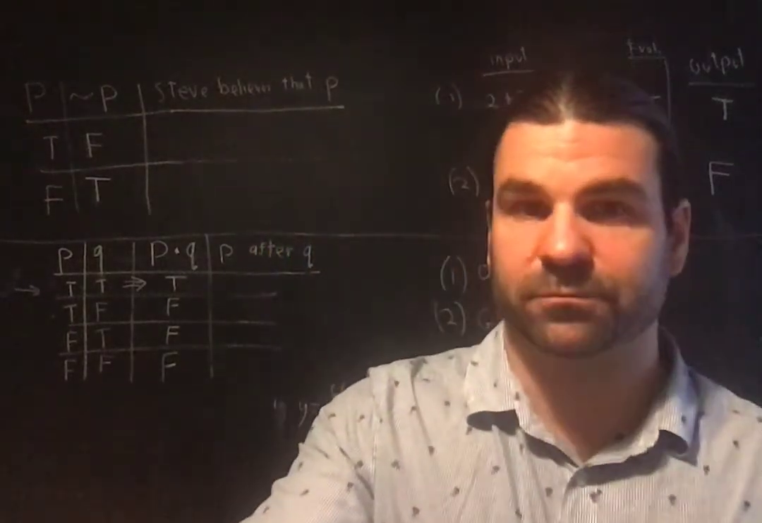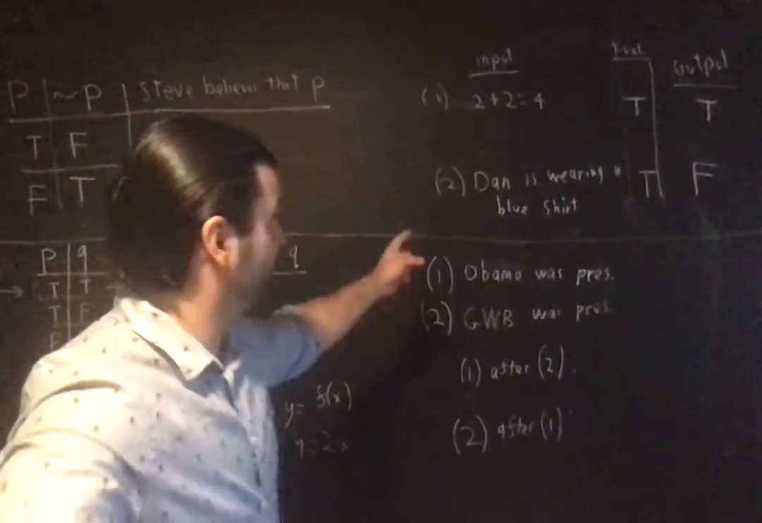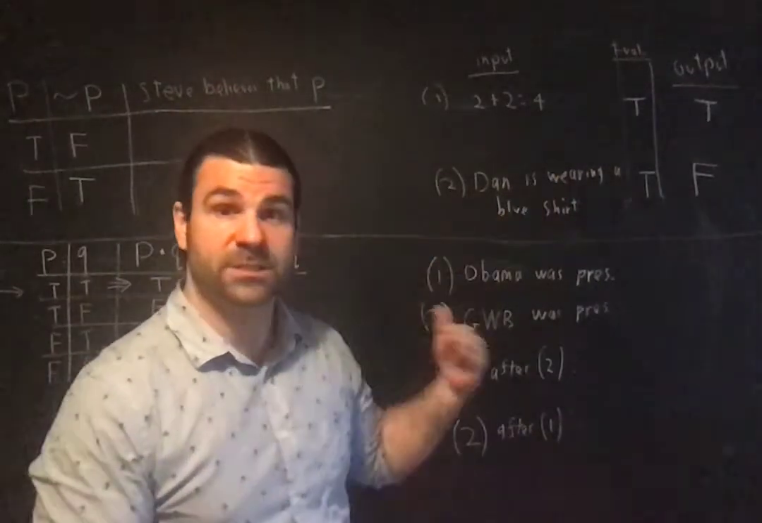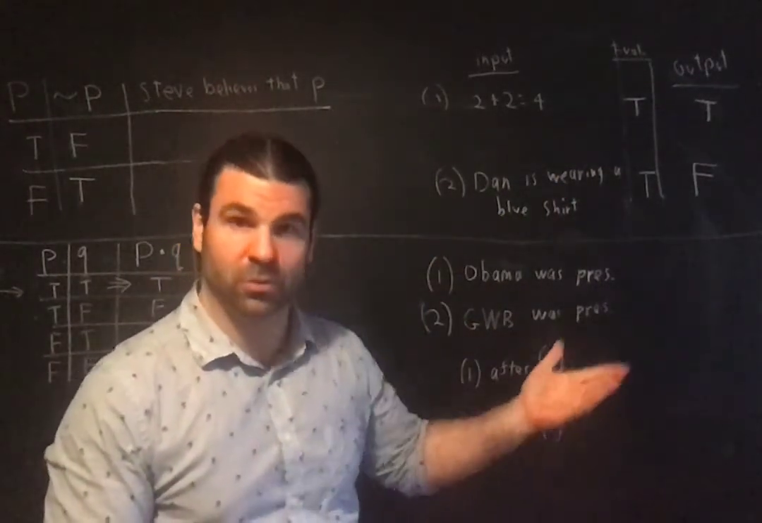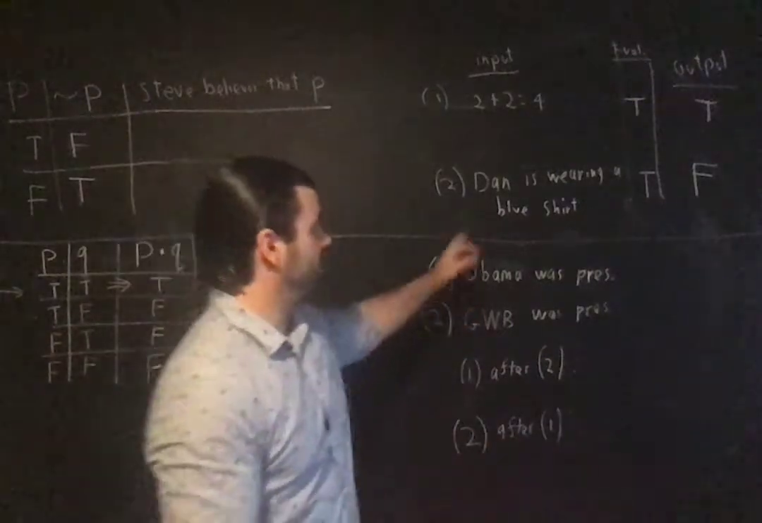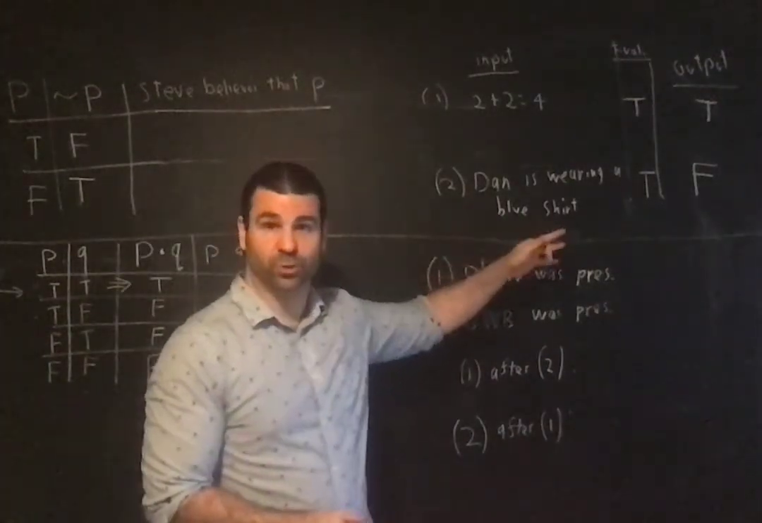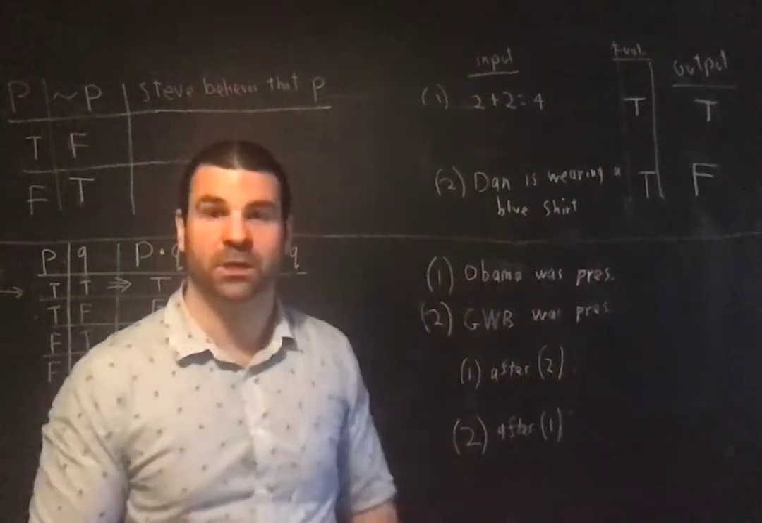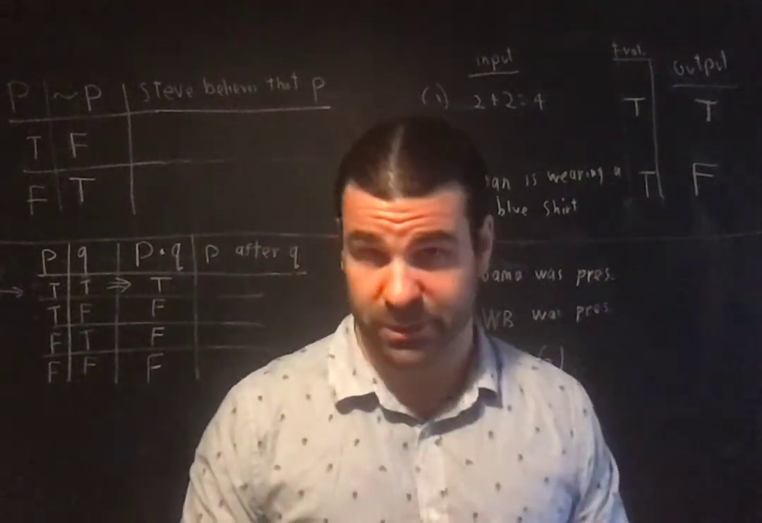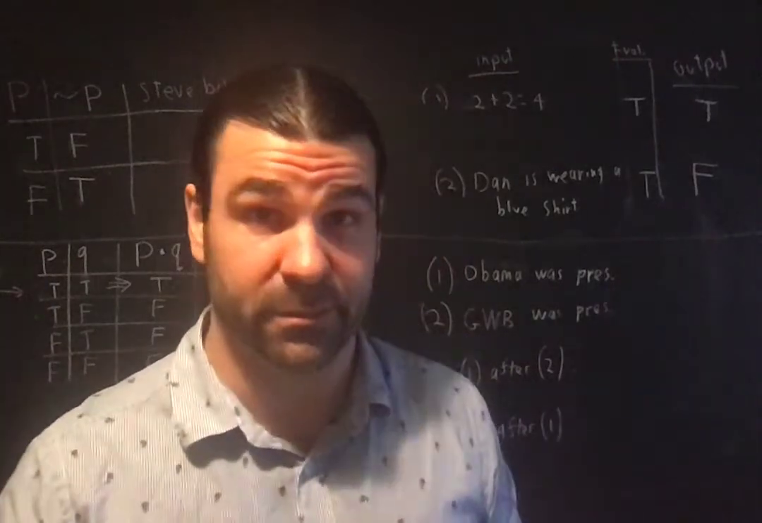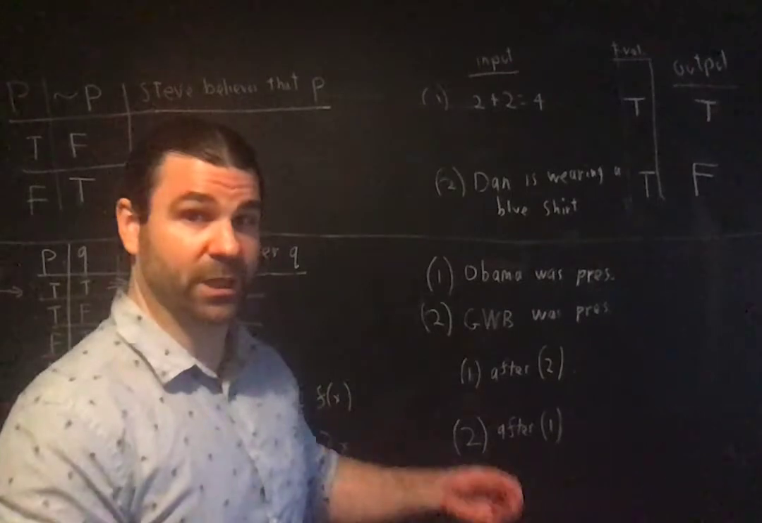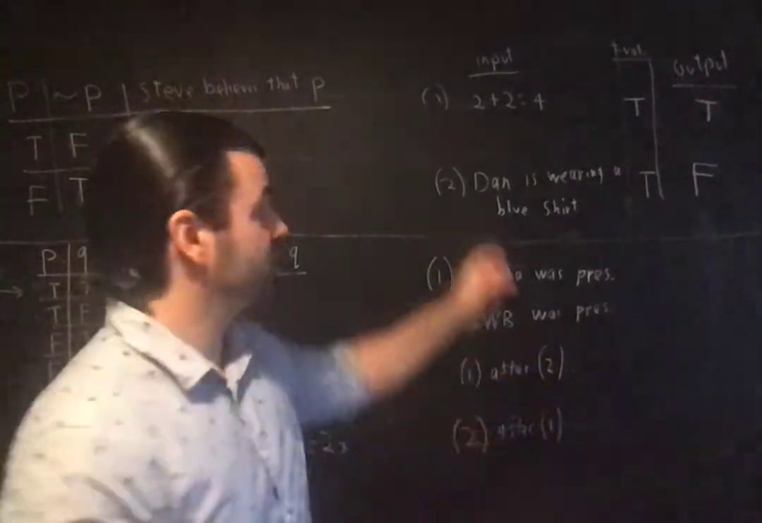Okay? So, just going over it again, 2 plus 2 equals 4, that's true. Steve believes that 2 plus 2 equals 4, also true. We said Dan is wearing a blue shirt today, true. Steve believes that Dan is wearing a blue shirt today, false. He hasn't seen me today, so he doesn't know, so he doesn't believe that. So there you've got true input going to false.